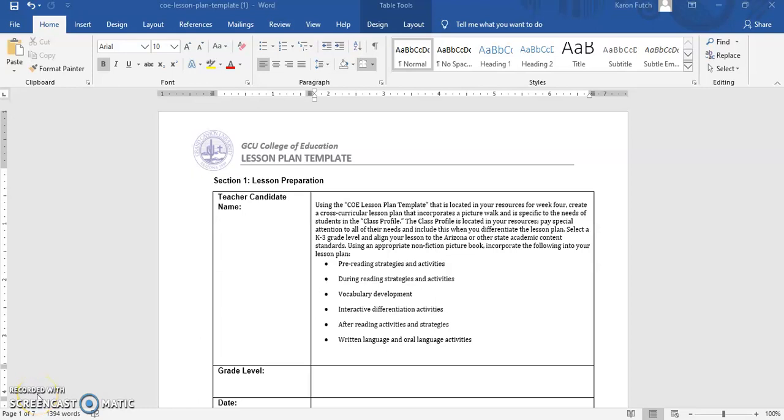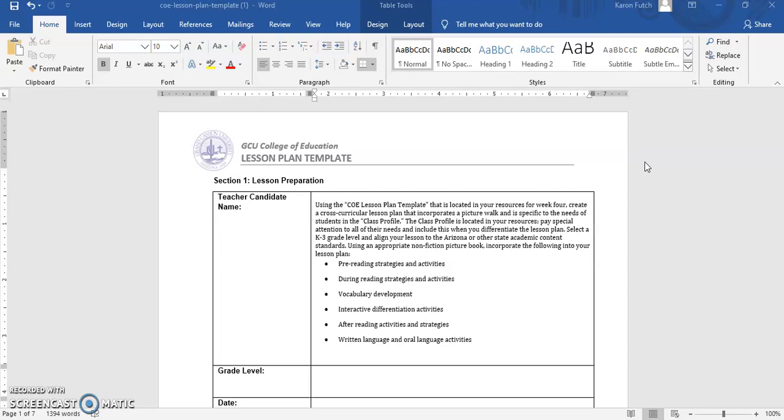Hello, everybody. I want to go over the picture walk assignment for this week and just explain some things that I'll be looking for when you create this lesson plan.